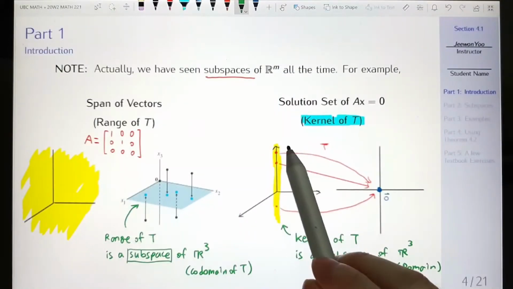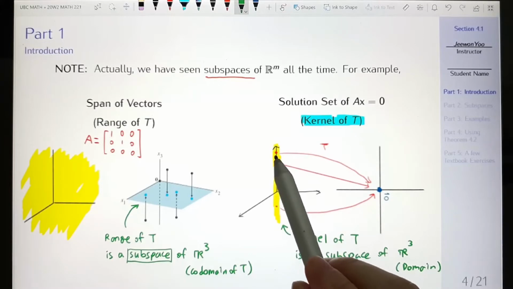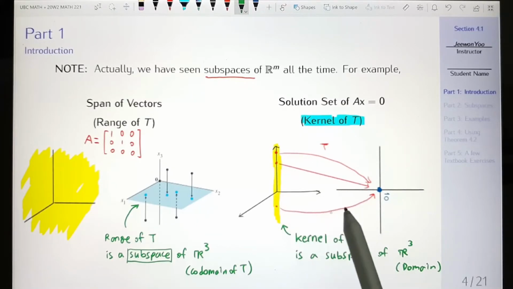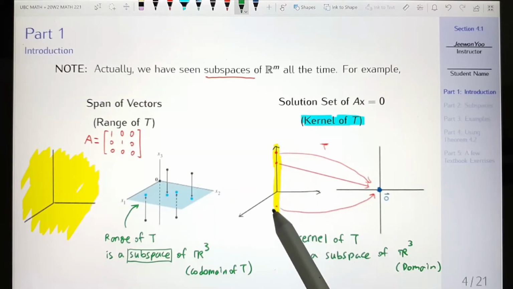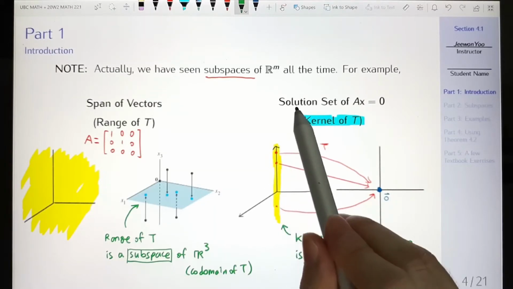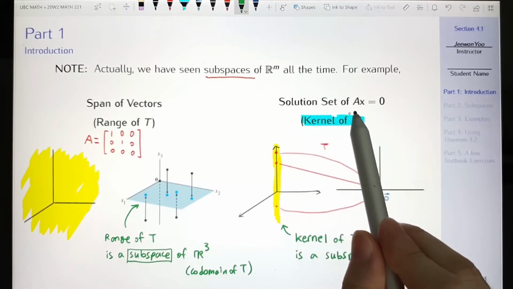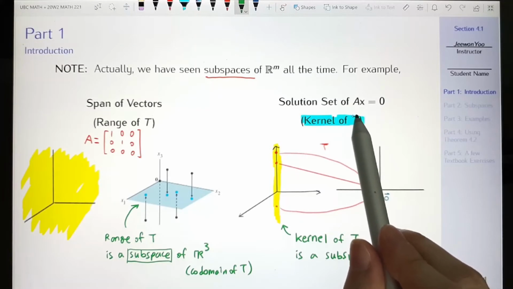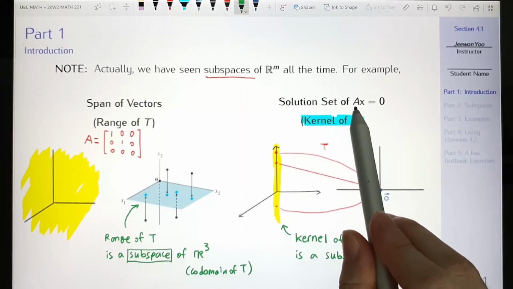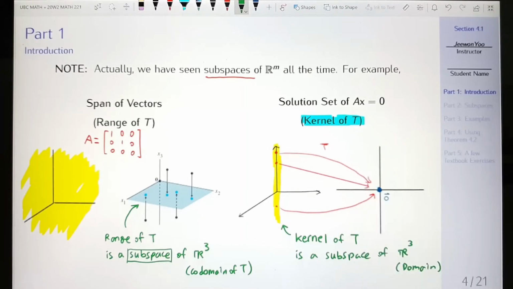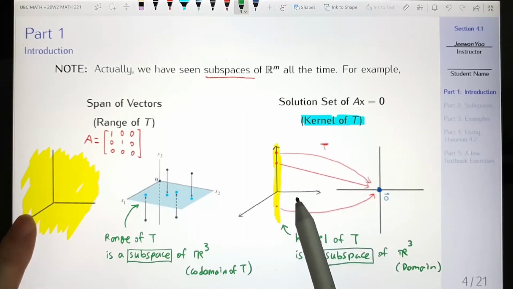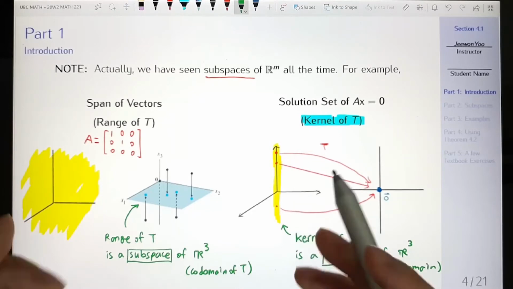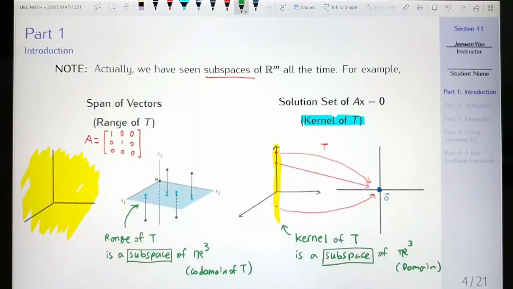So once again, these vectors that were mapped to the zero vector in the codomain form a set. And this set has a special name, which is called the solution set of this homogeneous equation, which is equivalent to, say, the kernel of T if T is defined to be AX. Do you understand? So we've seen two basic examples of subspaces of some Euclidean spaces.